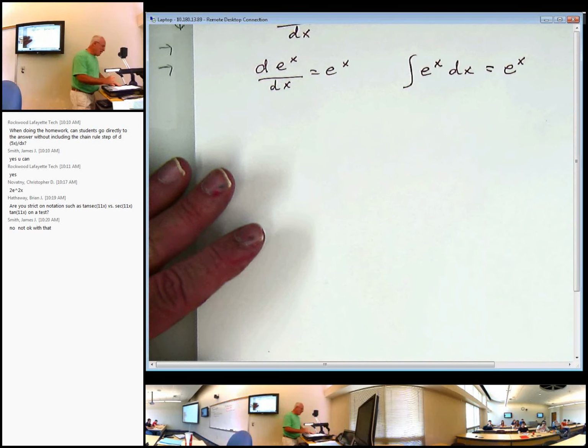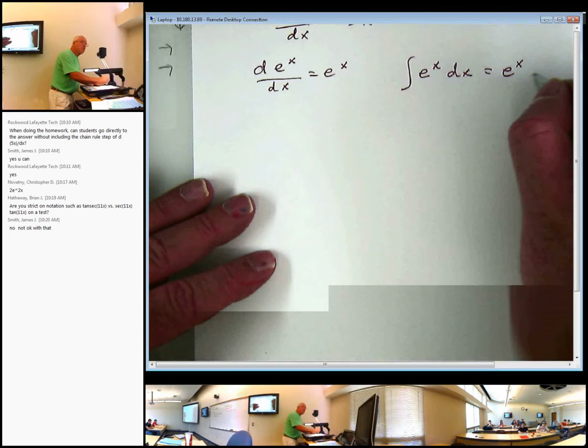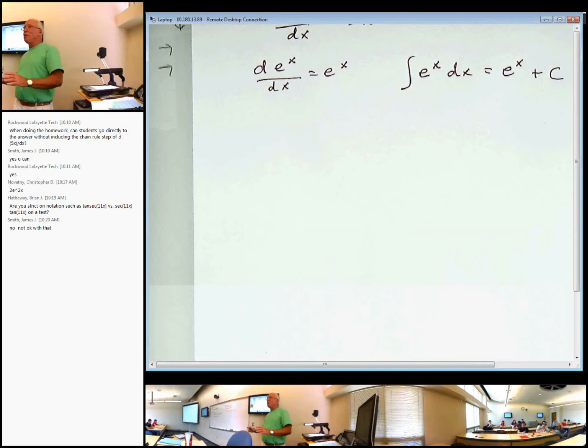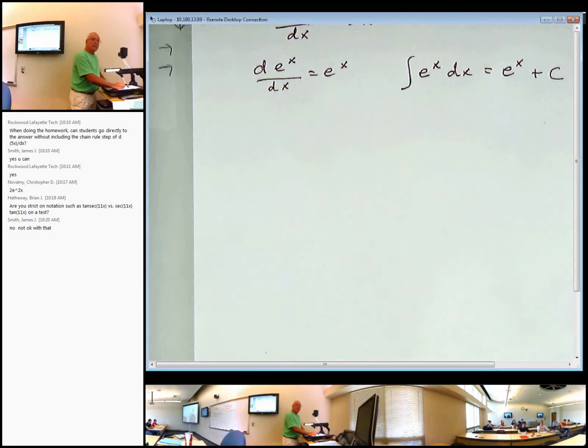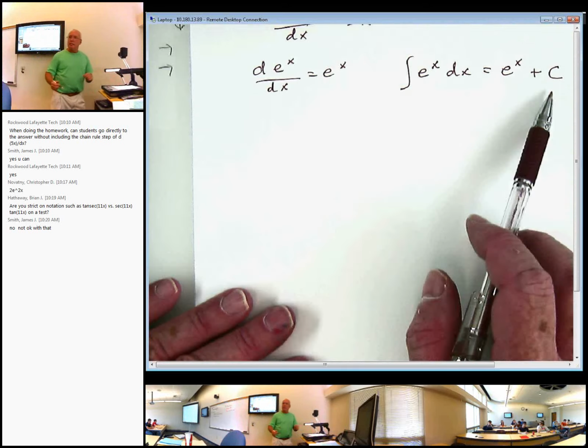Plus, don't forget our general constant plus c when we have an indefinite integral.